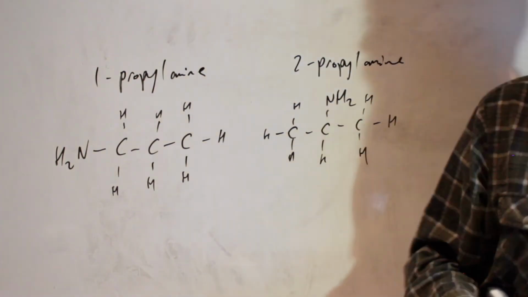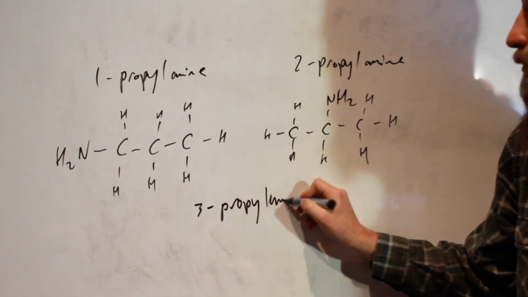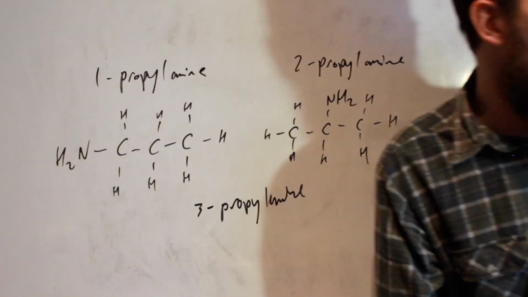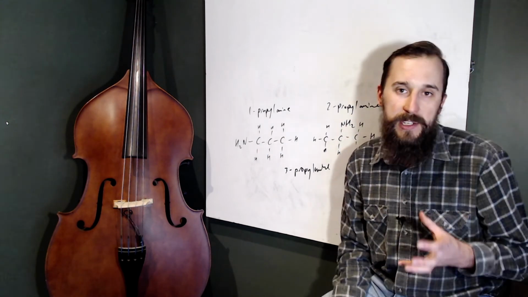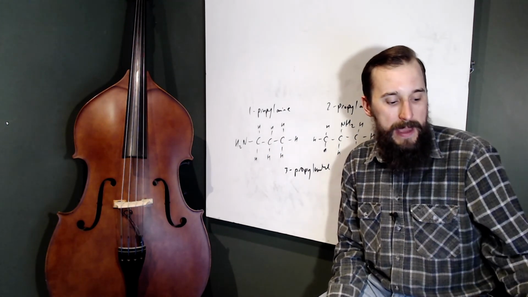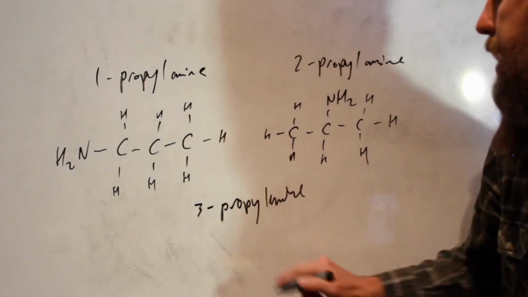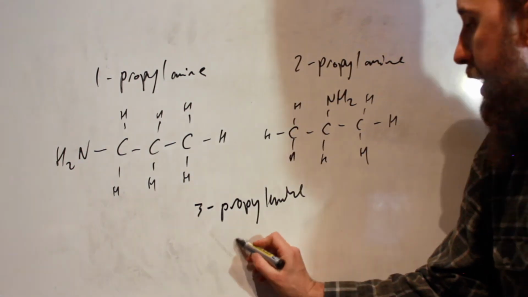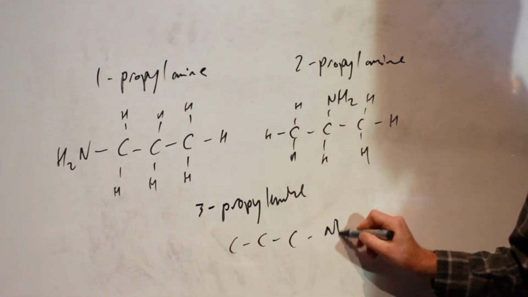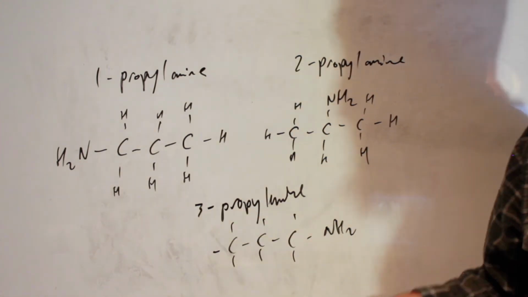Why is there no 3-propylamine? Why have I not asked you to draw that? Well, this comes back to the idea that molecules exist in 3 dimensions, and we have to think about the fact that we can rotate them and flip them. If we had 3-propylamine, where we had the amine group, let me just draw it down here, on carbon number 3, this is actually just 1-propylamine.